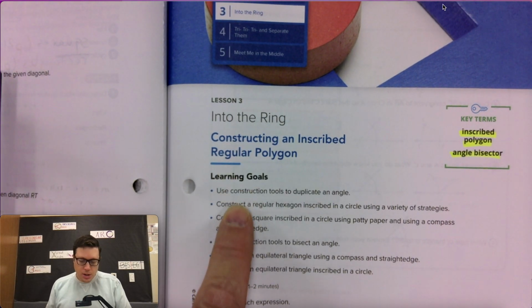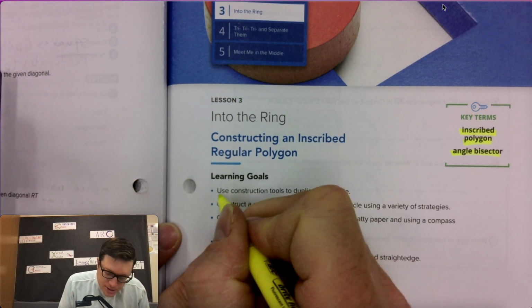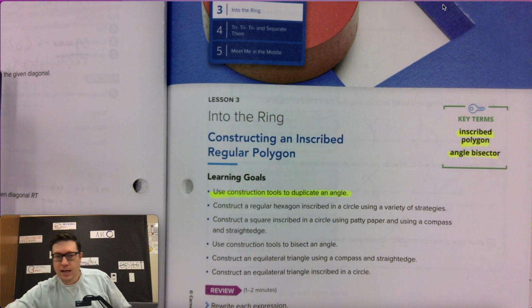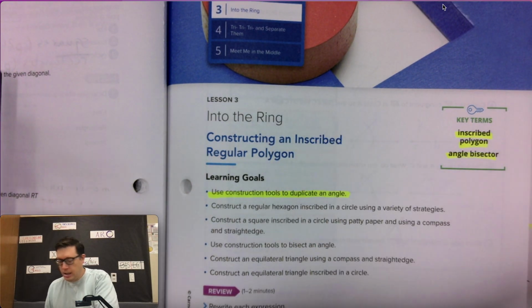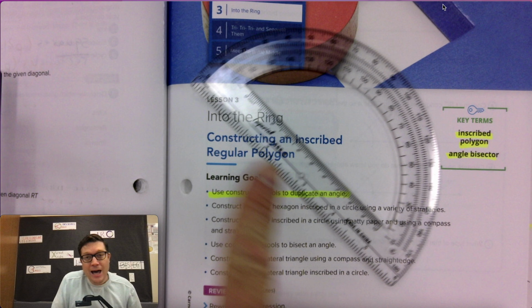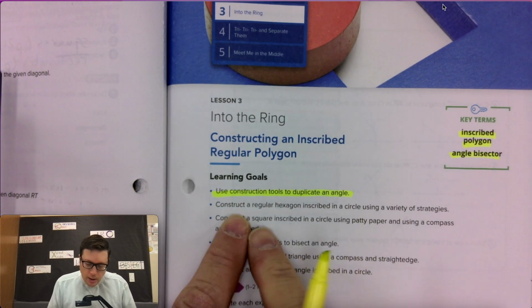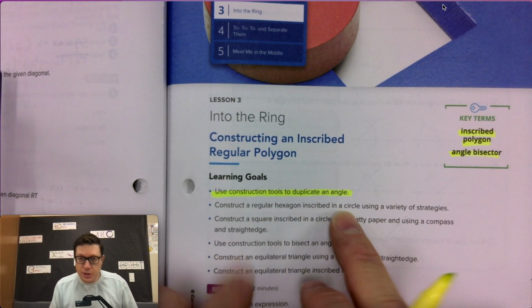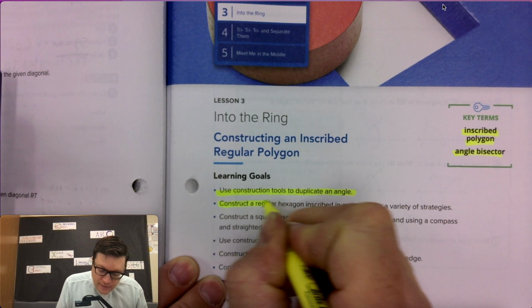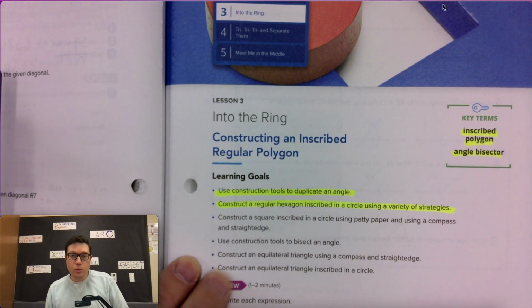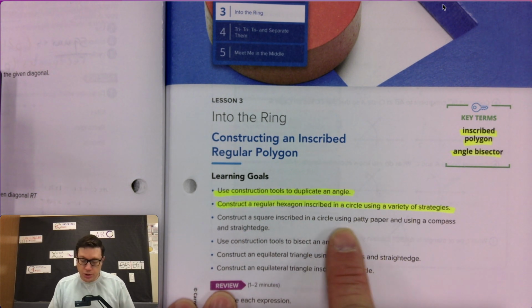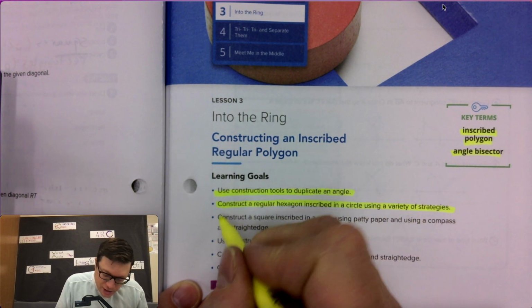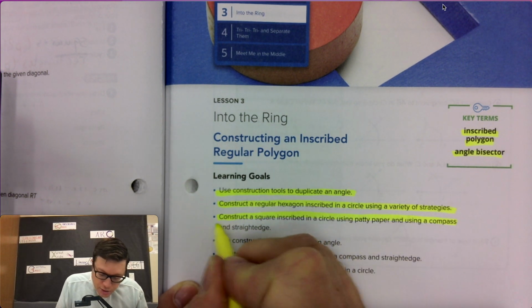Our learning goals. We're going to use construction tools to duplicate an angle. That's like a compass, and an edge that's straight. We're going to construct a regular hexagon inscribed in a circle using a variety of strategies. I've got a favorite one, but we'll also consider this one. We're going to construct a square inscribed in a circle using patty paper and a compass and a straight edge. Those are the construction tools.